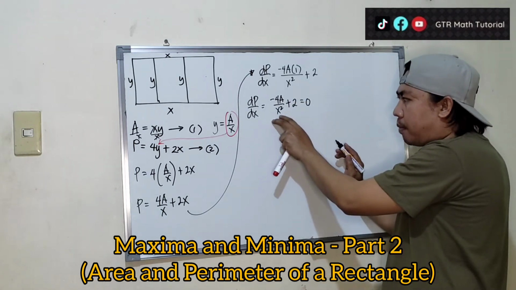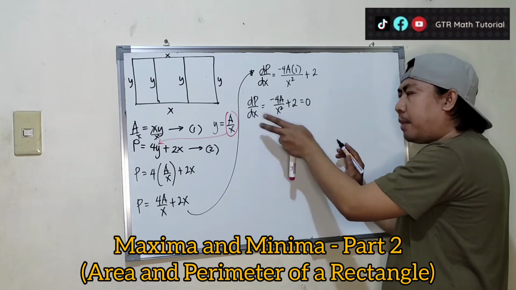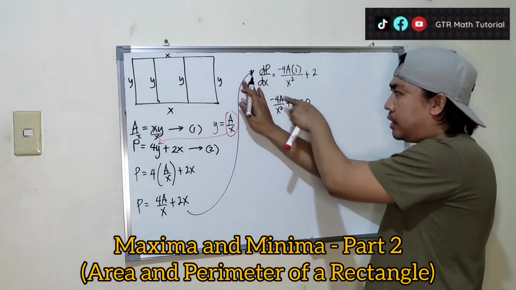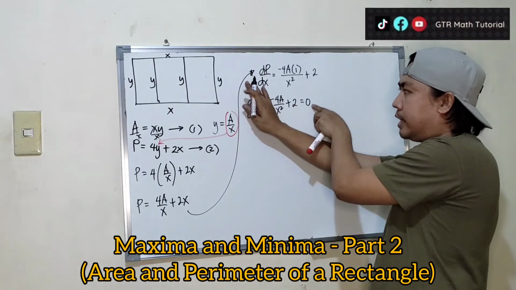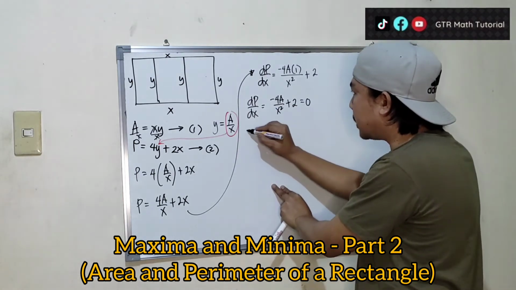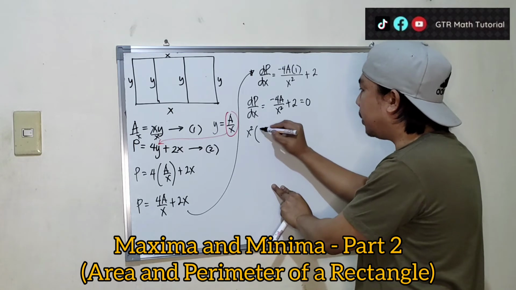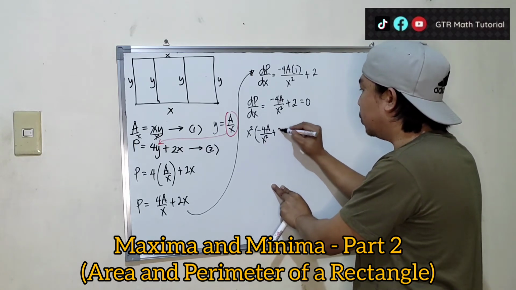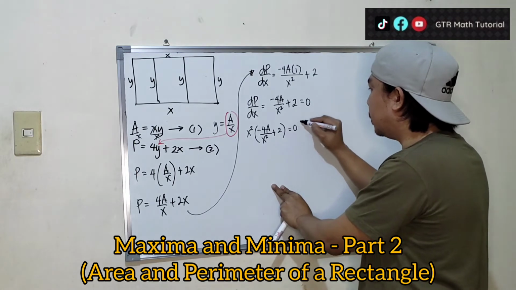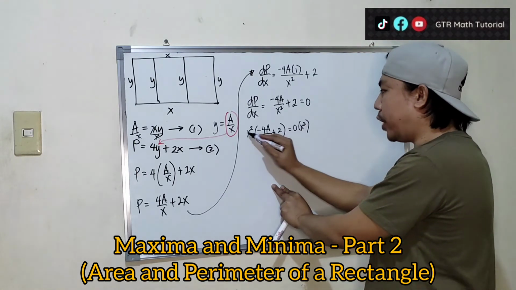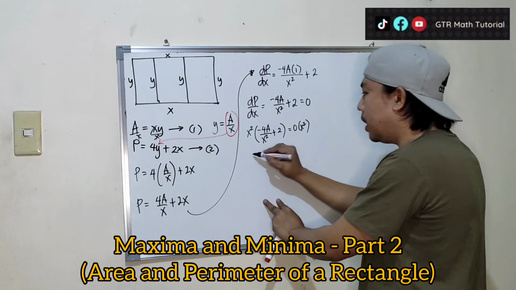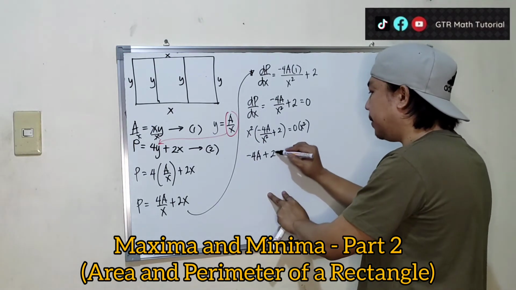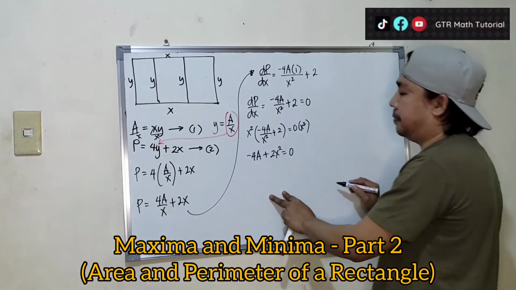So since we have denominator of x squared, multiply both sides of the equation by x squared. So we can remove this. So this is already equal to 0. So we have x squared times negative 4a over x squared plus 2 equals 0 times x squared. So x squared times x squared just simply cancel. So we have negative 4a plus 2 times x squared equals 0.